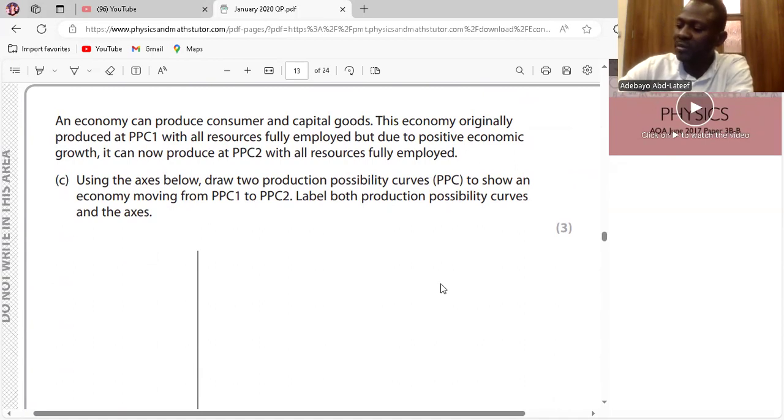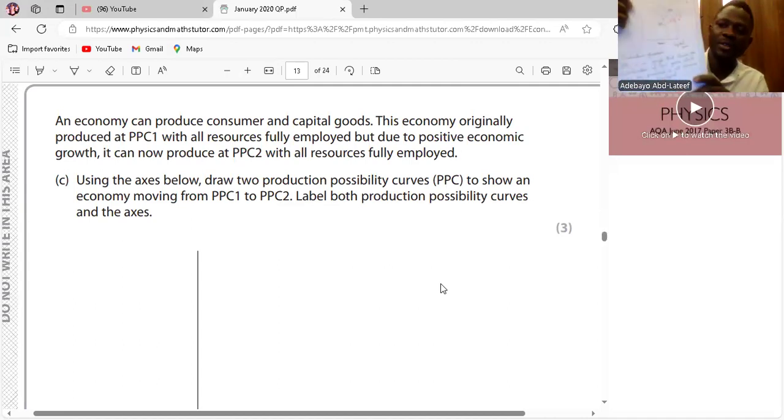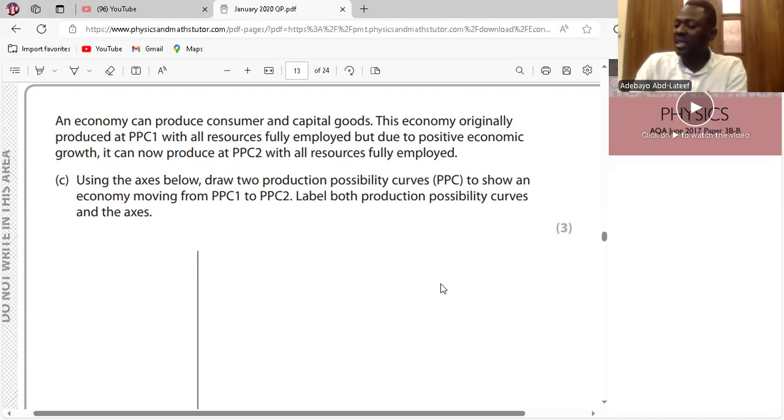Outward shift. So consumer goods, capital goods. It's operating at PPC1. And positive economic growth means it will shift outward from PPC1 to PPC2. Clear? So it's PPC1 to PPC2. And the PPC is a graph that shows the combination of two goods that can be produced when all resources are fully employed. We'll move on.